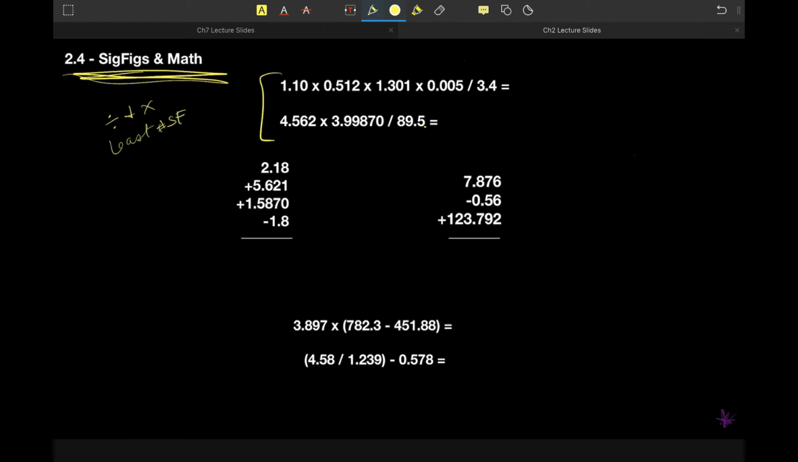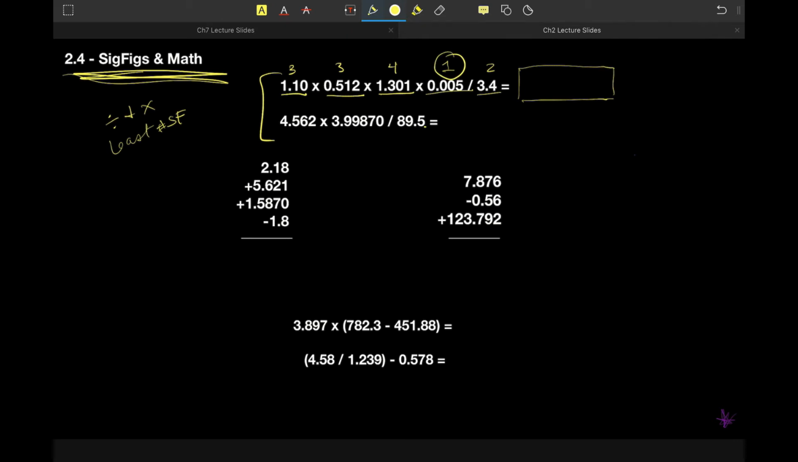That's the rule there, right? So what I'm going to do is go through here and find the least number. This one has 3 sig figs. This one has 3 sig figs. This one has 4 sig figs. This one has, we said, 1. And this one has 2, which means that my final answer can only have one significant figure.